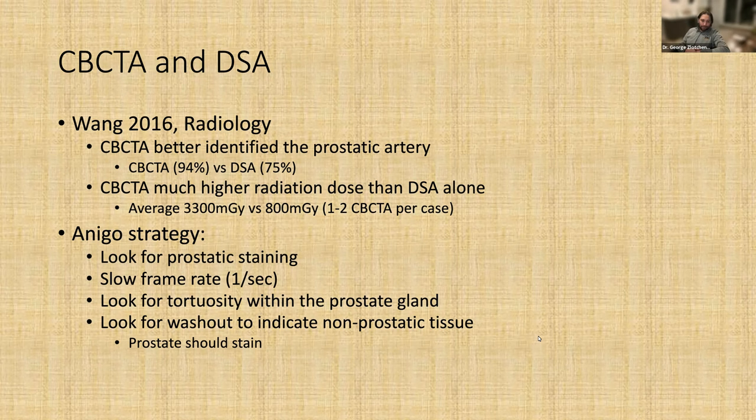So you want to look for prostate staining, and I'll show you some examples of it. You want to have a slow frame rate or a high frames per second. You want to look for tortuosity within the prostate gland, that the vessels are usually corkscrews. It's kind of similar to a uterine artery. And you want to look for washout to indicate non-prostate tissue. So the prostate should stain with your contrast on your delayed angio.